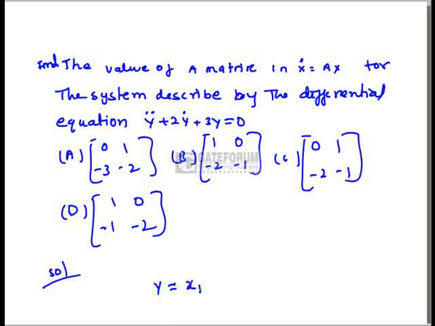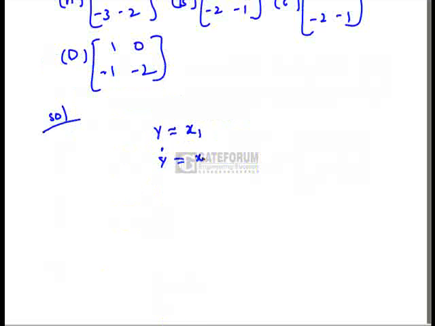If we take y equal to x1, what is y dot? Obviously it will be x1 dot. We know that x1 dot equal to x2, that is the next state. And if I take y double dot, this will be x2 dot, and don't go for x3, because the system consists of only two states, so we are limited up to x2.